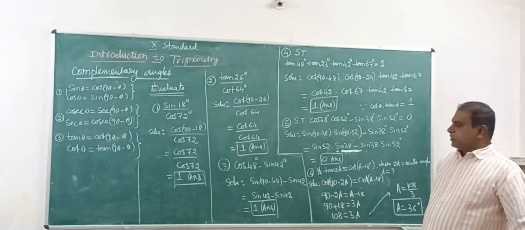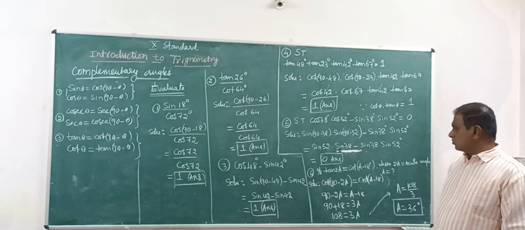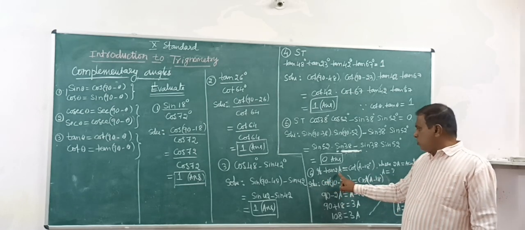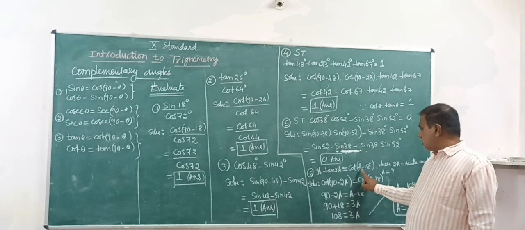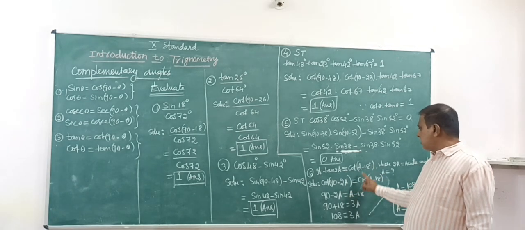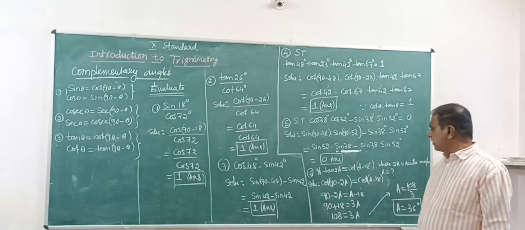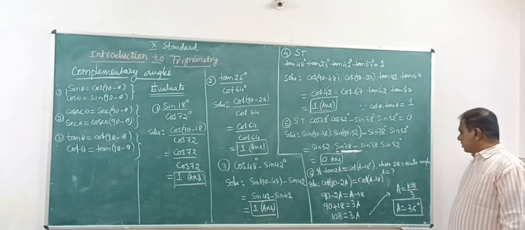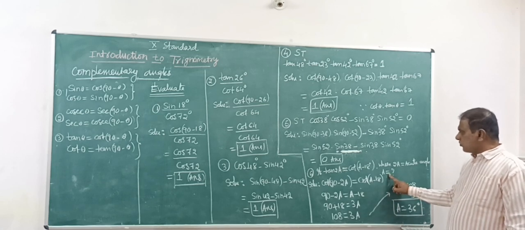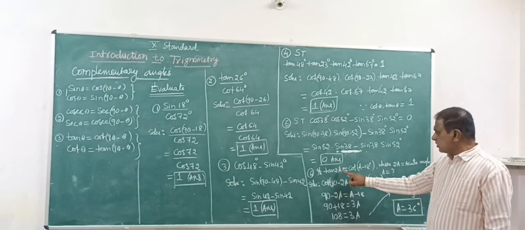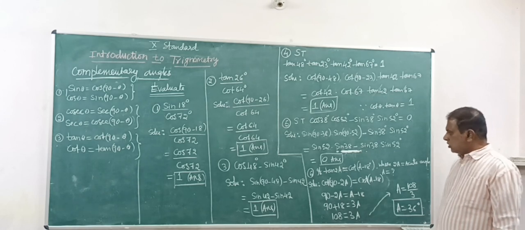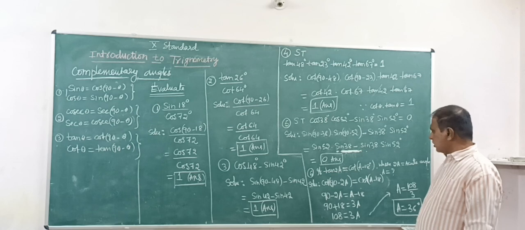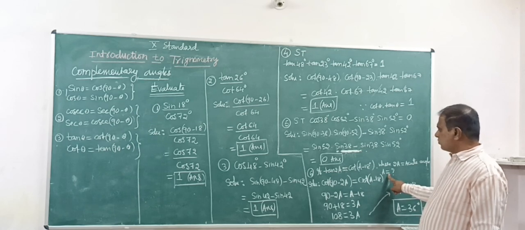On to the next problem of this type. Sixth one: if tan 2a equals cot of (a minus 18 degrees), where 2a is an acute angle, find the value of a. Here 2a is an acute angle, and a minus 18 is an acute angle. What is the value of a?